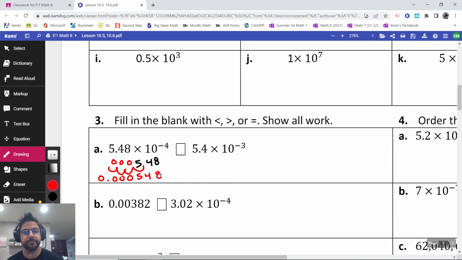All right, this one here, similar style, 5.4, but this time I'm only moving it 3 spaces. So maybe that's a hint to you. 1, and I'm going to move it up 2, 3. So that means double zeros, decimal points there. So it's really 0.0054.